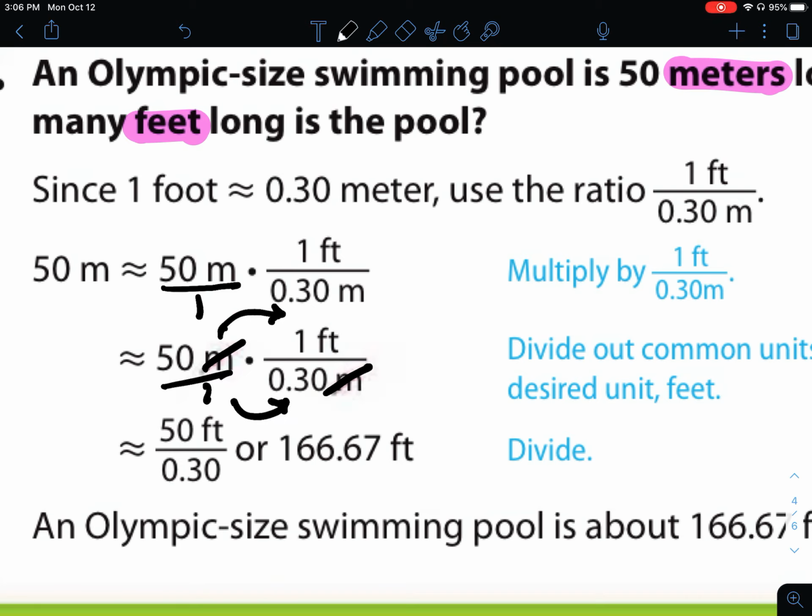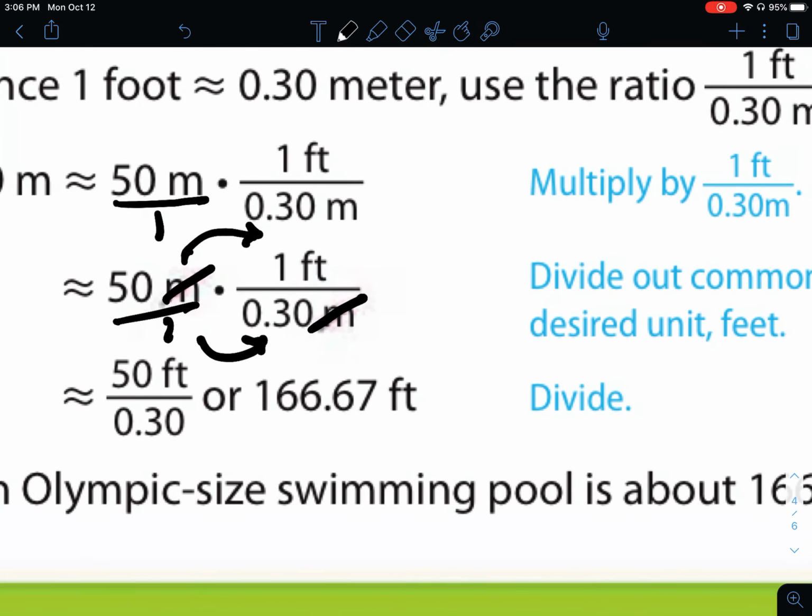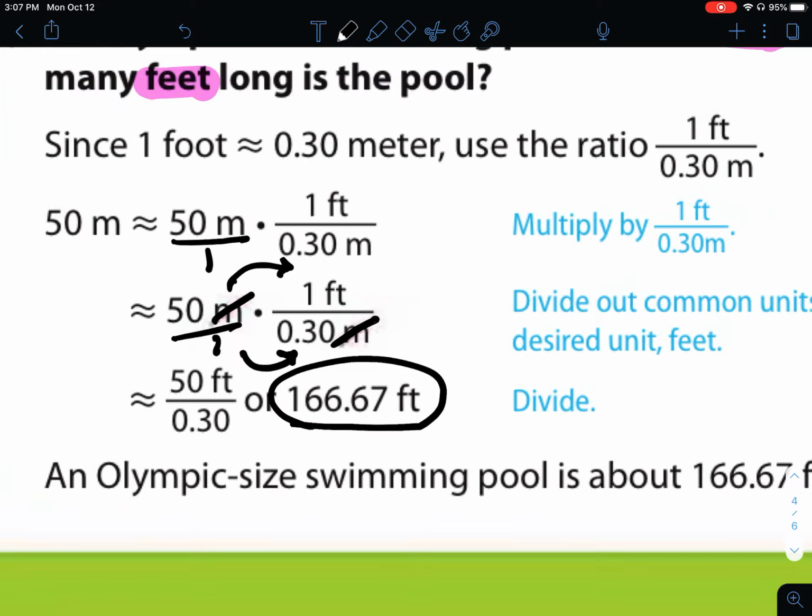Okay, you end up with 50 feet over 0.30. Why is feet left? Because we just canceled out the meters. And we use a calculator, 50 divided by 0.30 will give you 166.67 feet rounded to the nearest hundredths place. So an Olympic-sized pool is about 166.67 feet long. Okay?